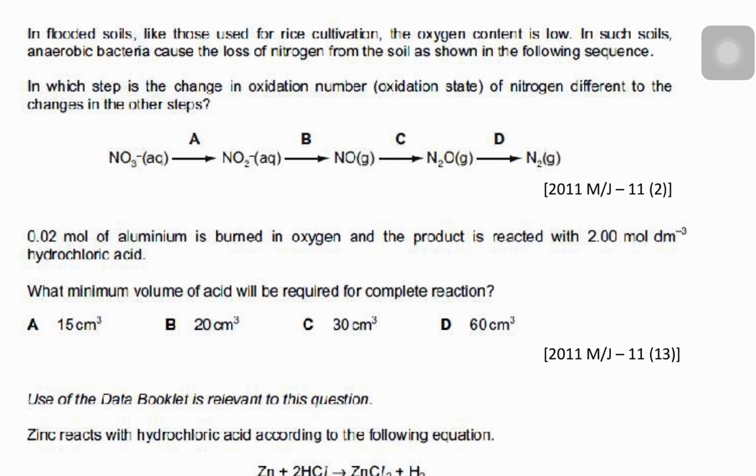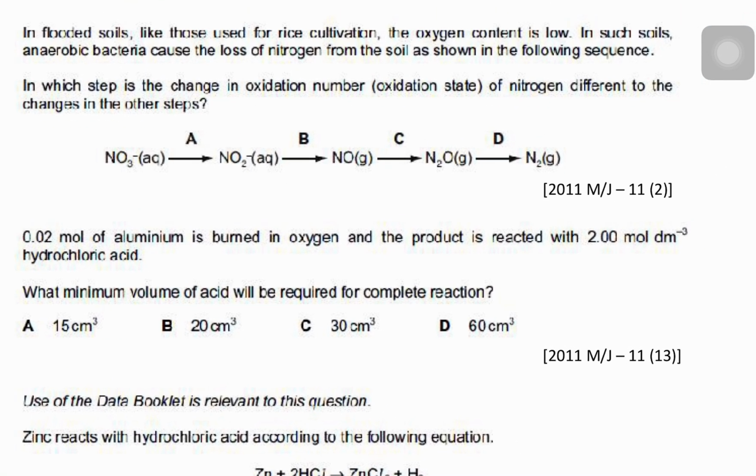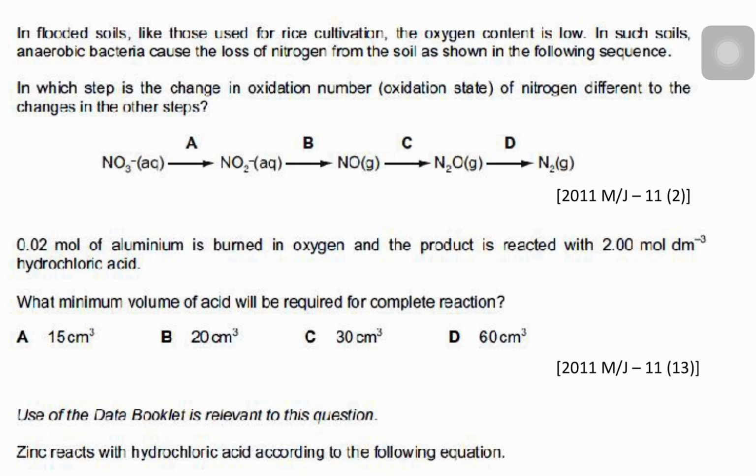Let's try this question. In flooded soils like those used in rice cultivation, the oxygen content is low. In such soils, anaerobic bacteria cause the oxygen, and so on. Unnecessary information. Let's move on. In which step is the change in oxidation number of nitrogen different to the changes in other steps?